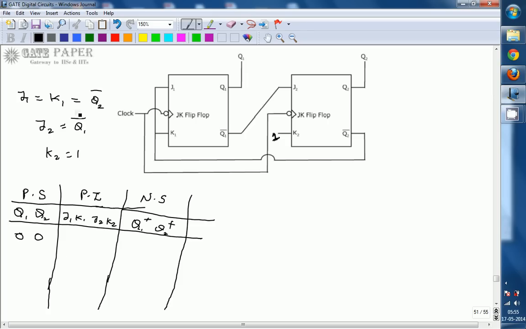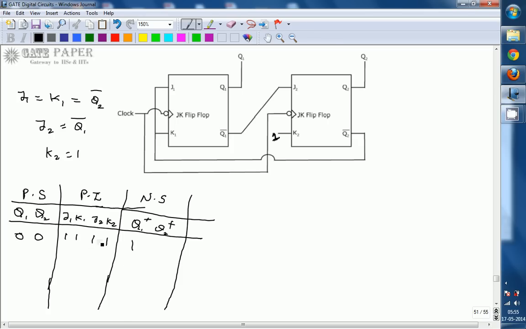From these equations, J1 K1 is nothing but Q2 bar, so this will be 1 1, and J2 is Q1 bar. Q1 is 0, so it will be 1, and K2 is always 1. Just now we have seen the output of JK flip-flop. Whenever J is equal to 1 and K is equal to 1, next state is the complement of present state. So Q1 plus is the complement of Q1. Q1 value is 0, so you will get the output as 1.